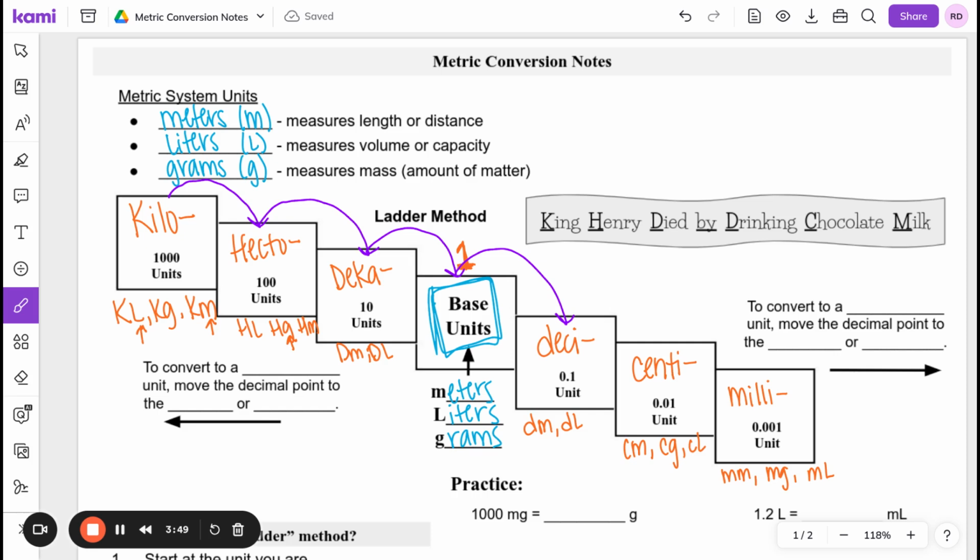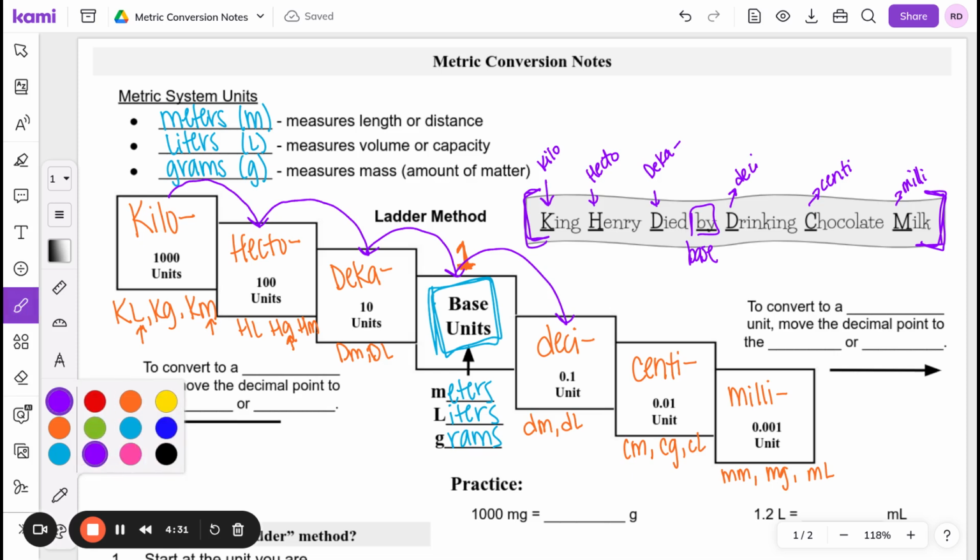A way to remember the order of these prefixes is this very silly phrase of King Henry died by drinking chocolate milk. So if you remember the silly phrase, K goes with kilo, H goes with hecto, the first letter D goes with deca, B are our base units, and then deci and centi and milli. So it's a silly phrase to help you remember the order of the prefixes.